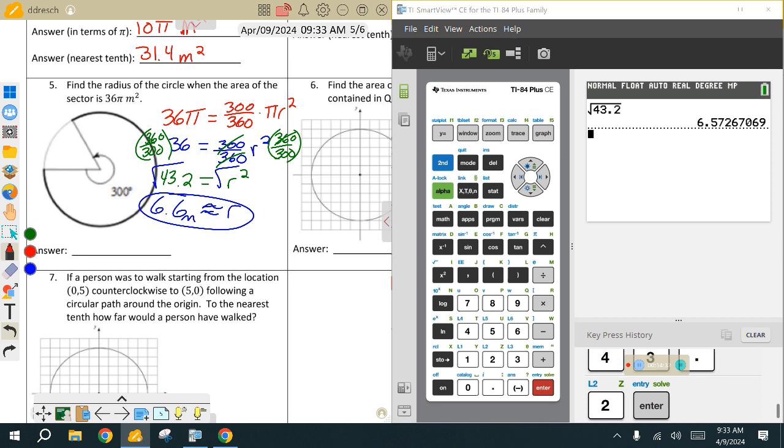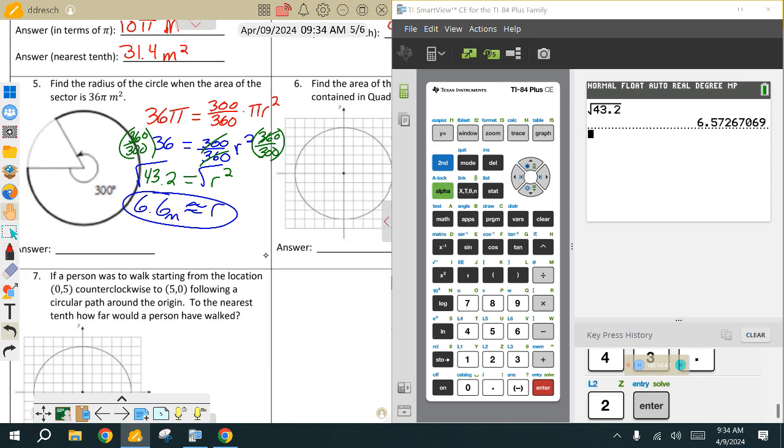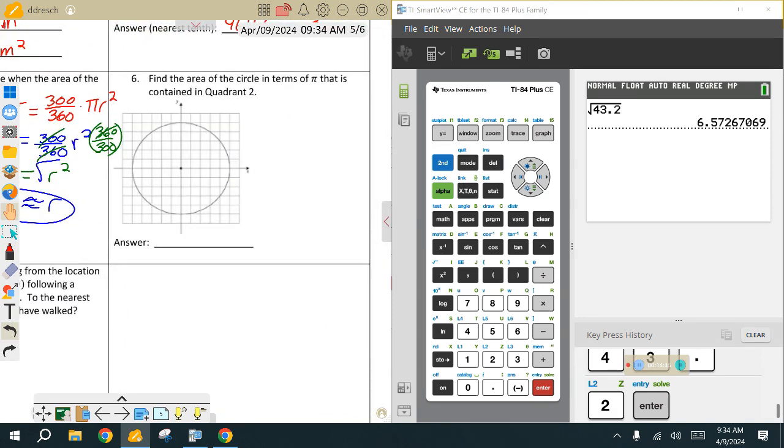All right. Let's take it next door. Find me the area of that next one there. Are we finding the area of the full circle? No, just the area that's contained in quadrant 2, which is this piece right here. And when they say the area that's contained in quadrant 2, what is that code for? It's code for a quarter, right? In this case, it's actually code for what we're talking about today. It's code for a sector.